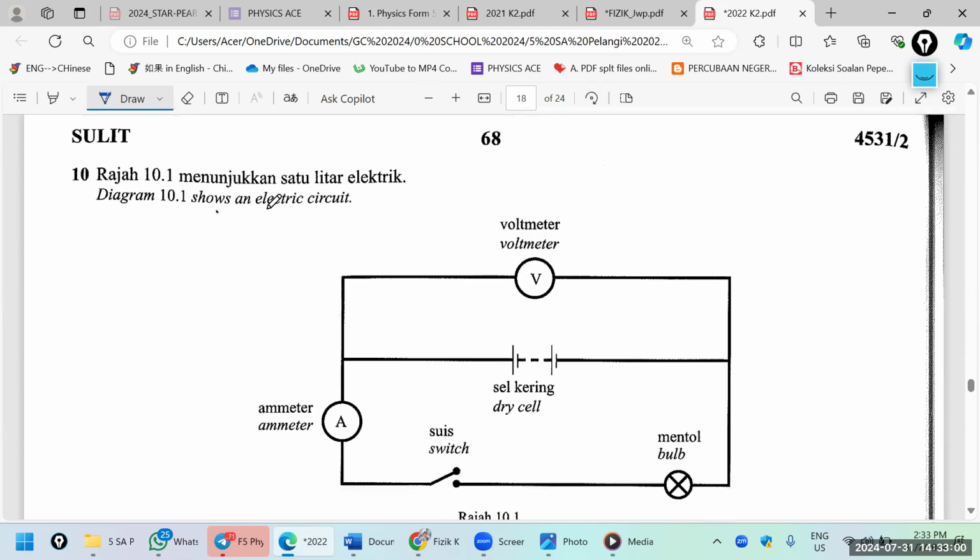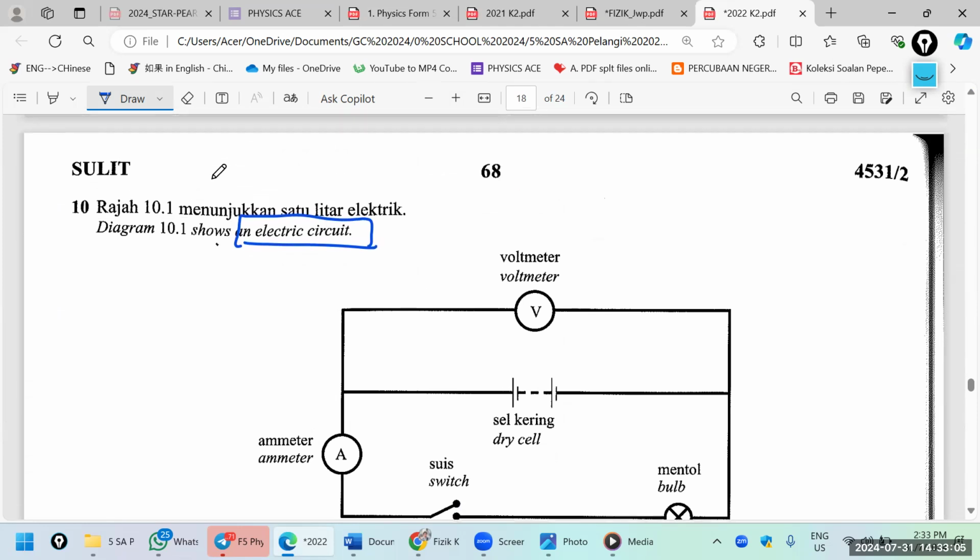Okay, now this one is electric circuit. So see, just now number 9 is Form 5, Chapter 4. This is Form 5, Chapter 3. So last time, in the old type of SPM, number 9 would give a Form 4 chapter, right? Number 10, a Form 5 chapter. But now we cannot predict. They just simply come out.